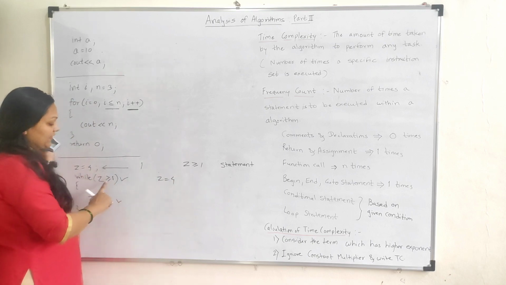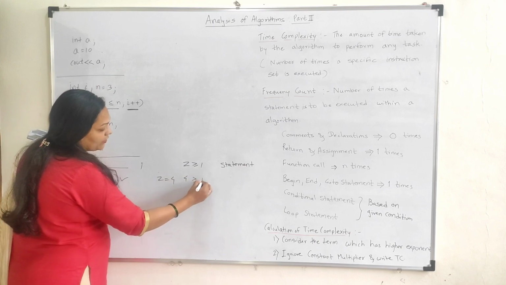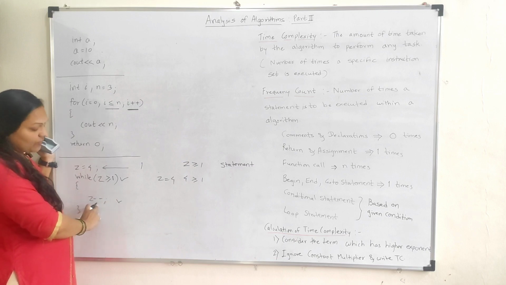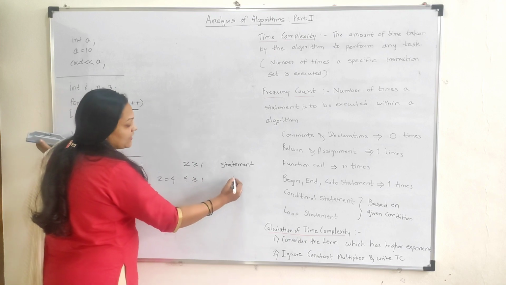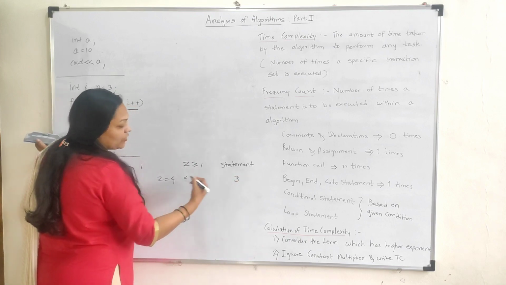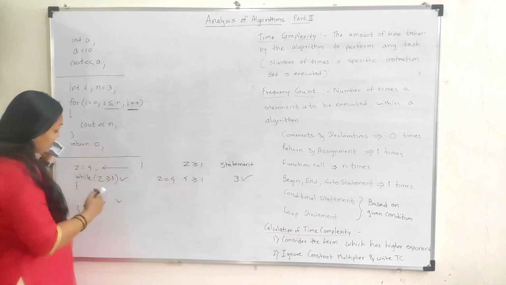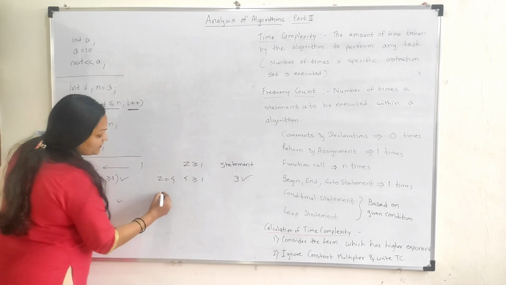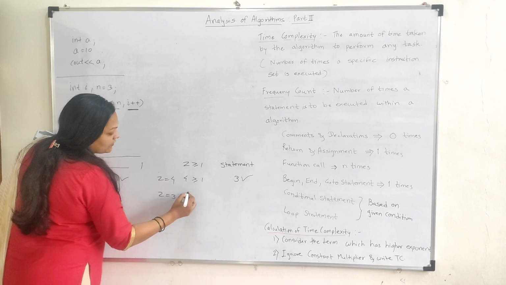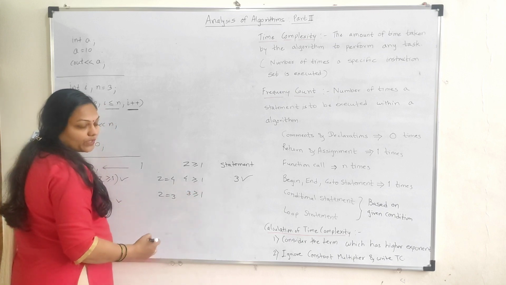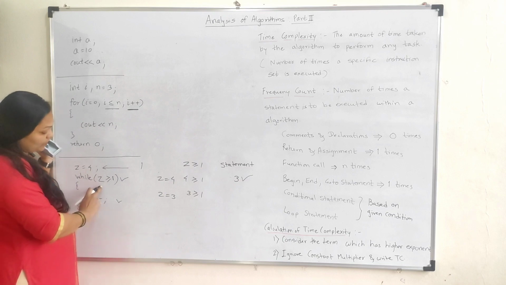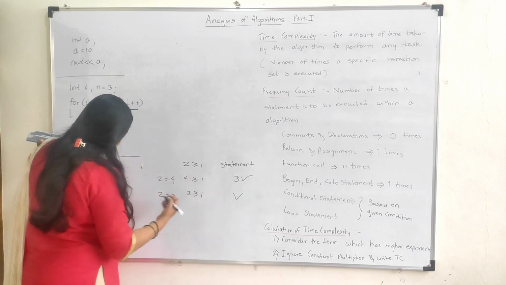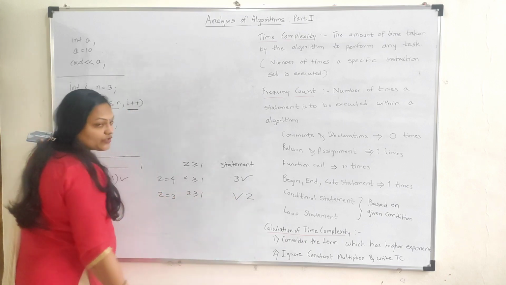Okay, so the value of z is 4. So 4 is greater than or equal to 1. This condition is true. So program control will go inside and the value of z will decrement. So what will the value of z be? That is 3. This means the statement inside the while loop will execute. Then the value of z is 3 now. So 3 is greater than or equal to 1. Again this is true. So whatever is written inside the while loop will execute and the value of z will be decremented. So the value of z will be 2 here.